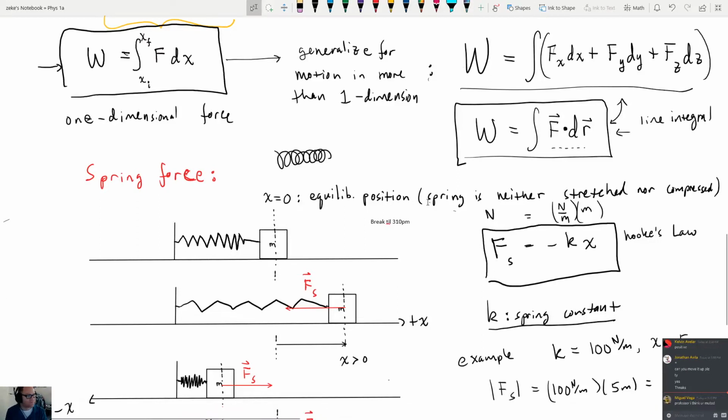Okay, this is the second hour of Physics 1A for March 29th. And we're going to pick up where we left off. So we just looked at the spring force right here.